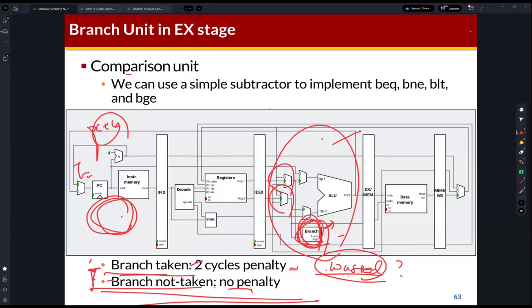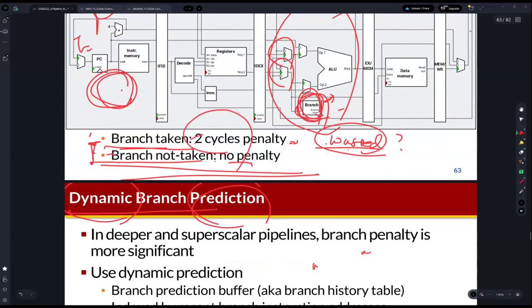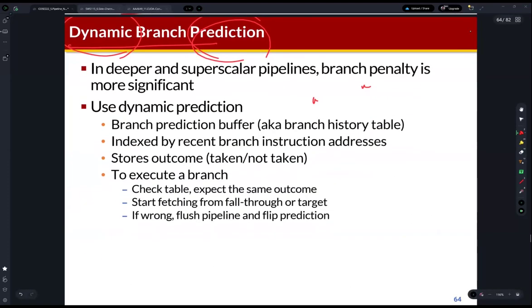Anyway, we can reduce the penalties of the taken branch by determining the result of a branch instruction earlier. But 2 or 1 cycles are still wasted. So in order to reduce this performance drop, we can apply dynamic branch prediction.